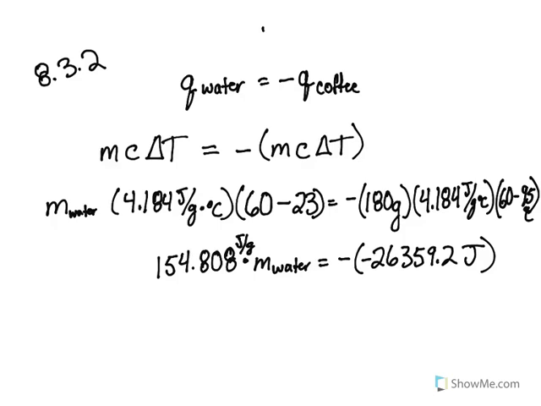So I'm going to divide both sides by 154.808. My units that I'll be left with will be grams, and the overall mass of water that I need to add is 170 grams of water, or 170 milliliters.